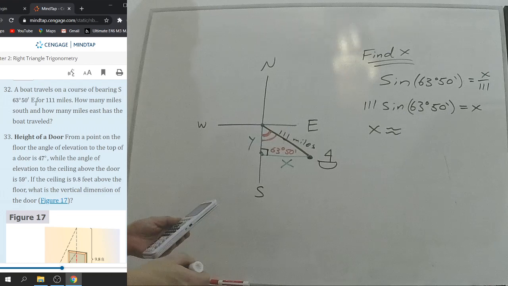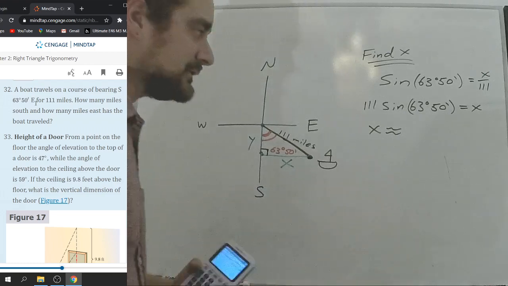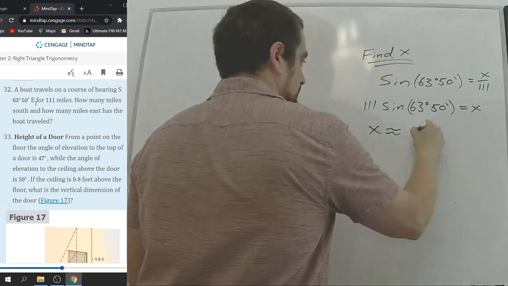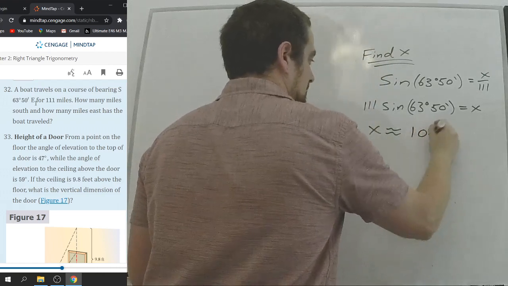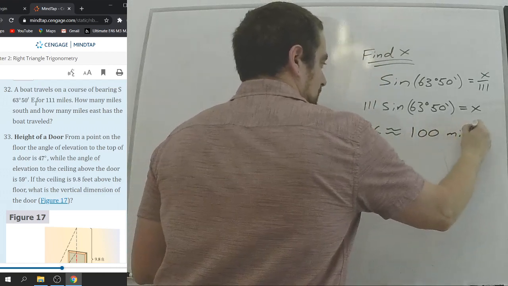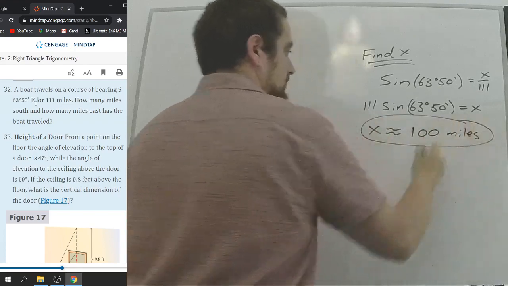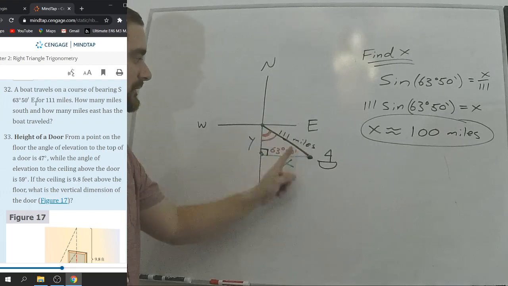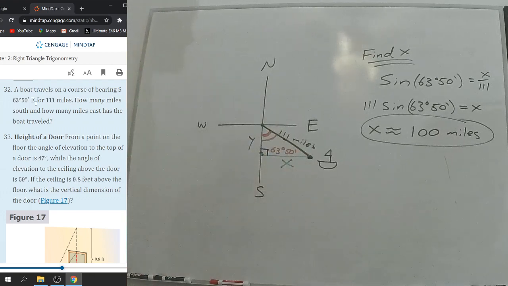And we get 99.624. Okay, we're just going to round that to 100. Since we're talking 99.6, we're rounding up to 100. The unit we're talking about is miles. Makes sense because if the hypotenuse is 111, that side needs to be smaller, and that is smaller. So that feels okay.